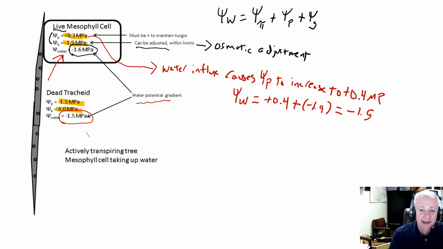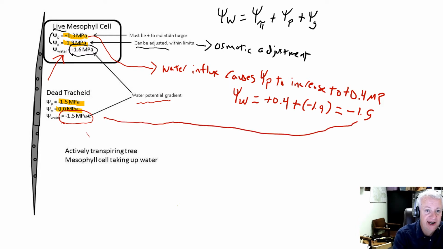What happens then at that point? At that point, there is no gradient between the living cell and the xylem, and water uptake stops. Basically that mesophyll cell is in equilibrium with the xylem cell.